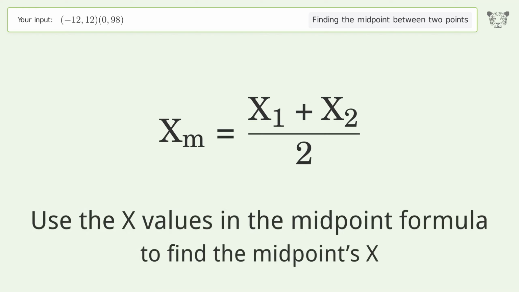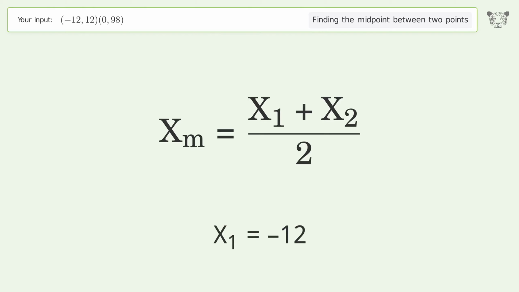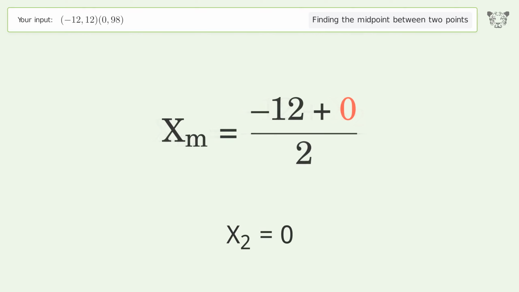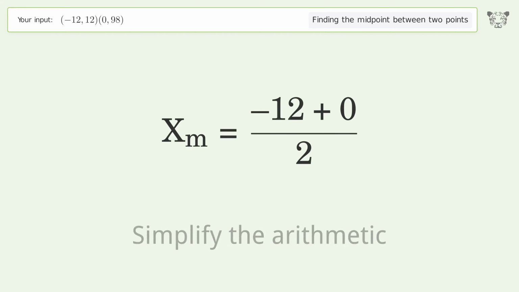Use the x values in the midpoint formula to find the midpoints x. x1 equals -12. x2 equals 0. Simplify the arithmetic.